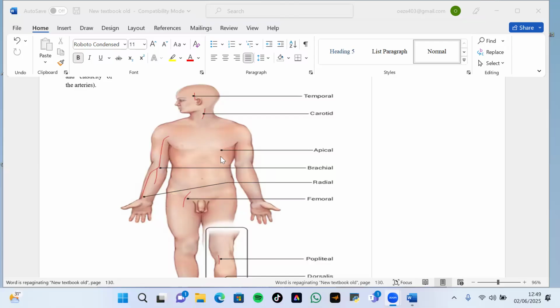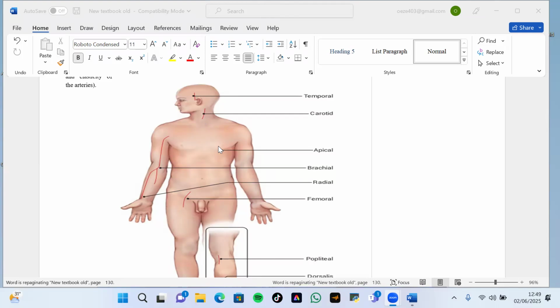So now these are areas where we can take the pulse of a patient. The first seen here is known as the temporal site. It's called a carotid site for pulse assessment. This is known as the brachial site for pulse assessment. And this is known as the radial site for pulse assessment. This is known as the femoral site for pulse assessment.